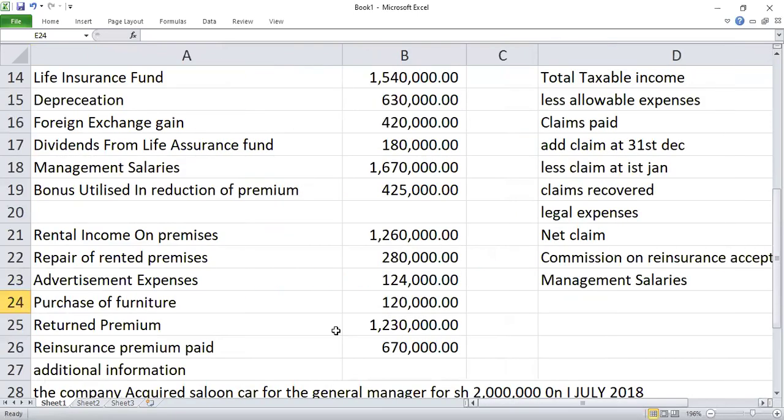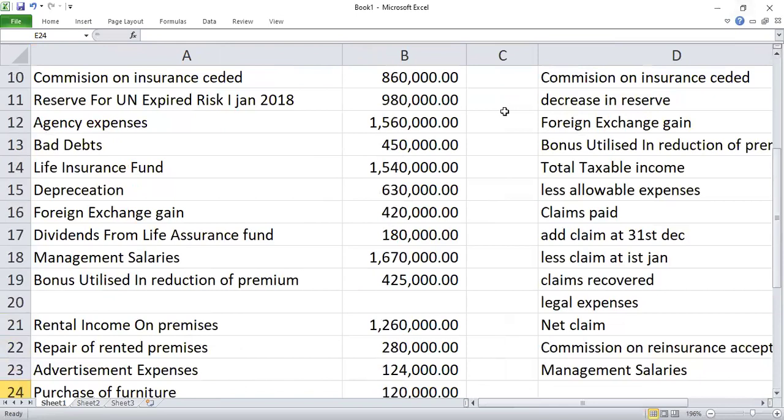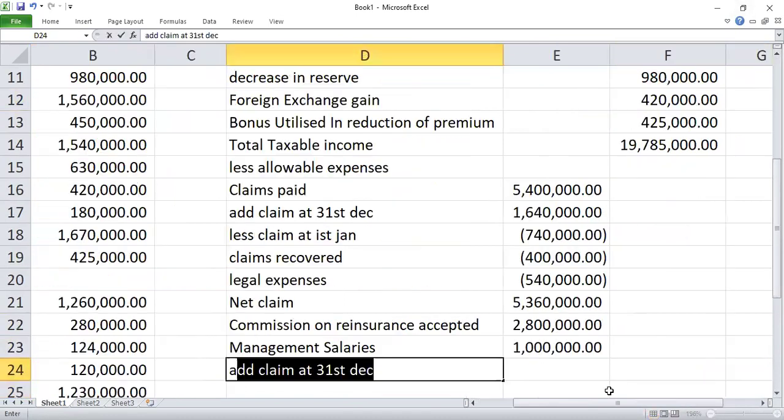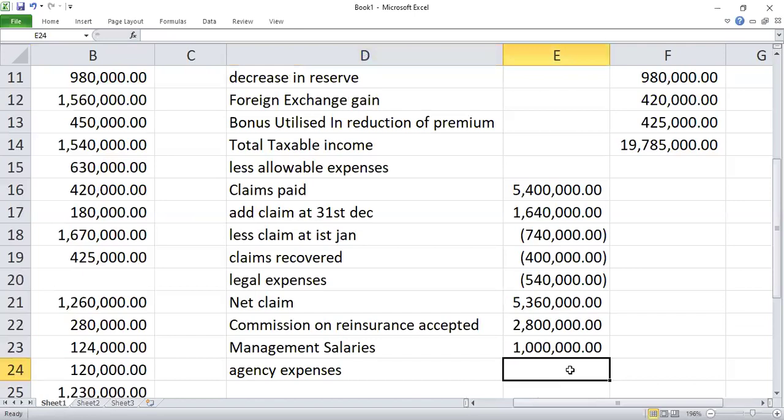So let's go through the list again; we analyze one by one. Bonus, no. Rental income, no. Repair of rented premises, yes. Before that, we have this at the top, agency expenses of 1,560,000.